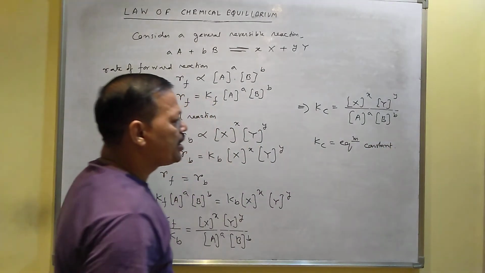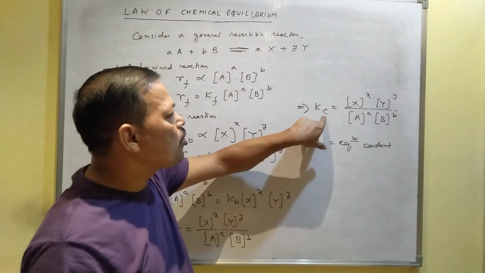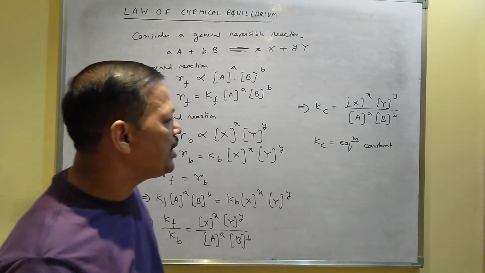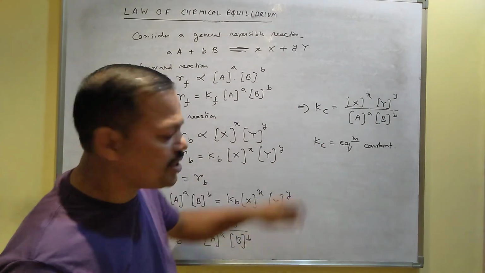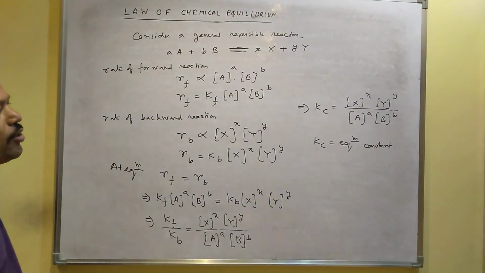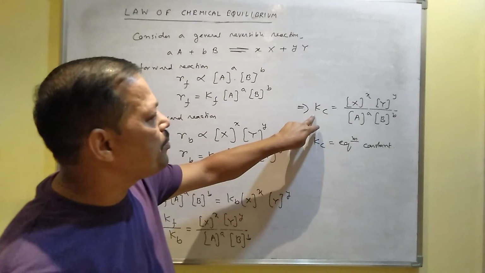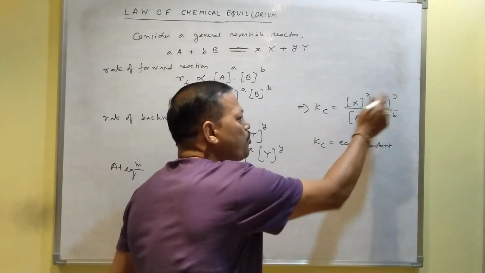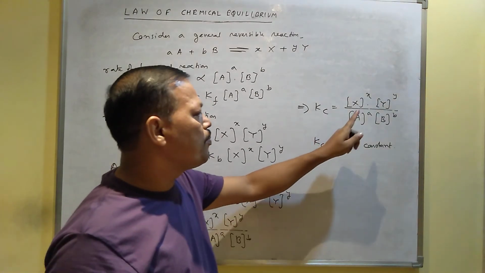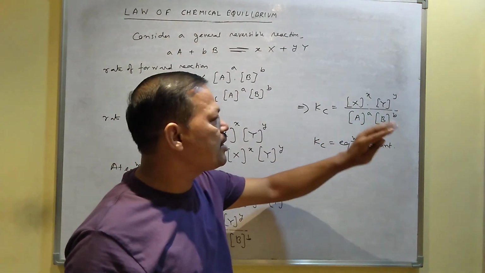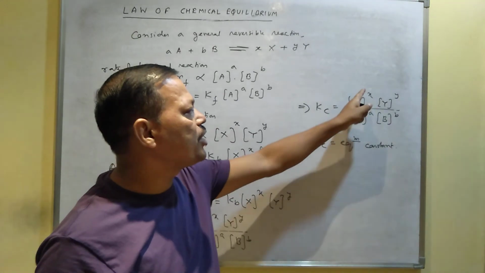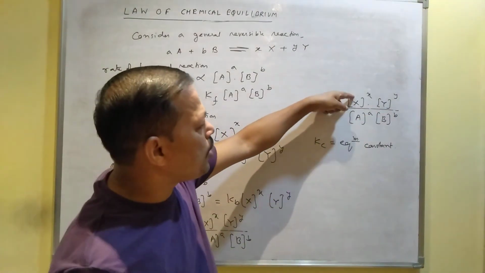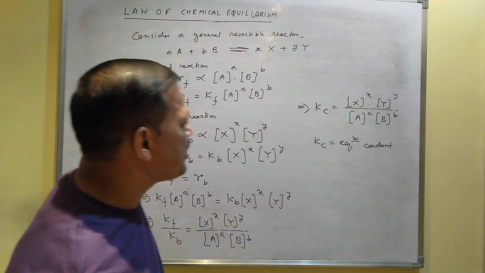Here C is written because the equilibrium constant is represented in terms of concentration. That's why it is called Kc, the equilibrium constant in terms of concentration. So what is the equilibrium constant? It is the ratio of the multiplication of the concentrations of products to the multiplication of the concentrations of reactants, each raised to the power equal to its stoichiometric coefficient. Always do product by reactant to determine Kc.